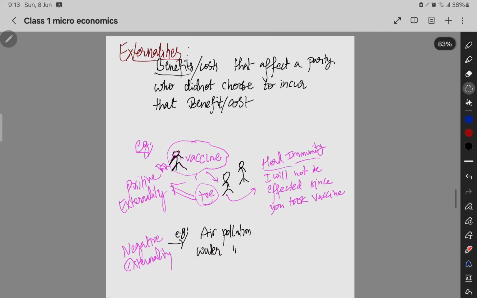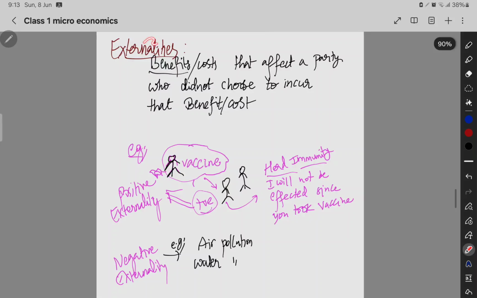Now let us see very quickly what is an externality. Externalities can be positive or negative. Externalities are nothing but benefits or costs that affect a party who did not choose to incur that benefit or cost.